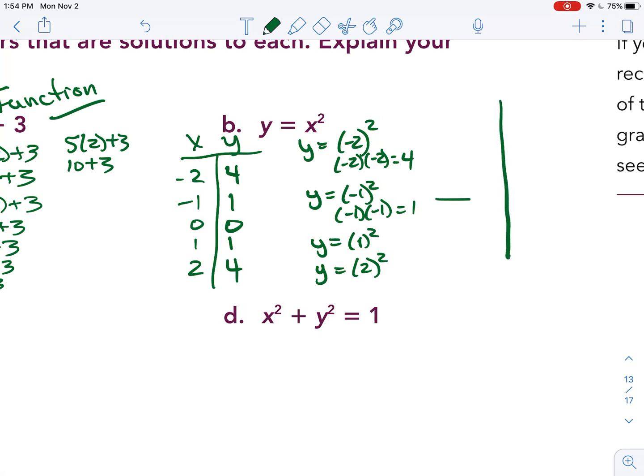So if I was to graph this, -2, 1, 2, 3, 4. And then -1, 1, and 1 and 0, 0. Okay, so if I was to graph that, that makes a parabola. Would that be a function? That would be a function.